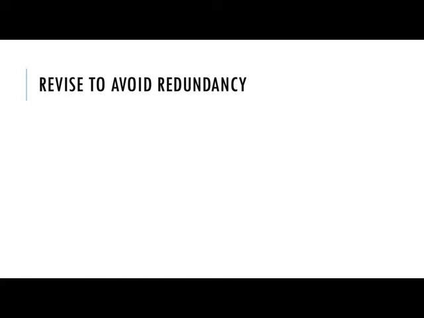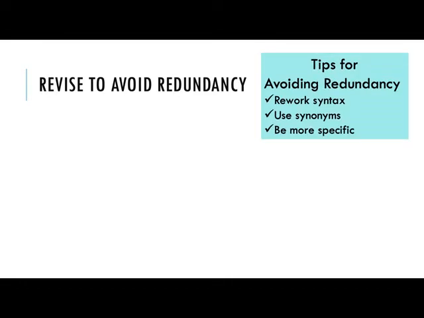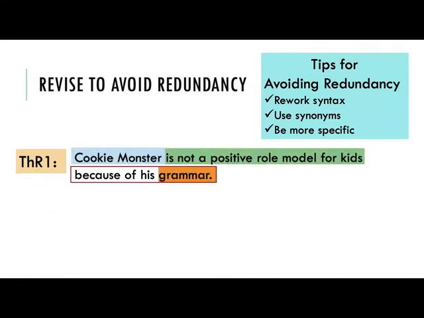Revise to avoid redundancy. How do we do that? Well, some tips are to rework the syntax, use synonyms, and be specific. So if you start out with the one that's redundant, right? Cookie Monster's not a positive role model for kids because of his grammar. Then you can take it and sort of switch those components around. It doesn't have to be in the same order anymore.